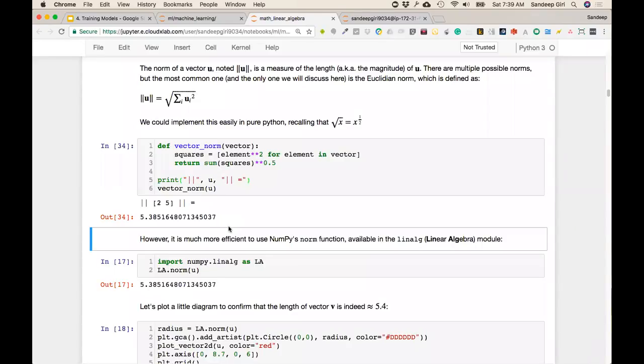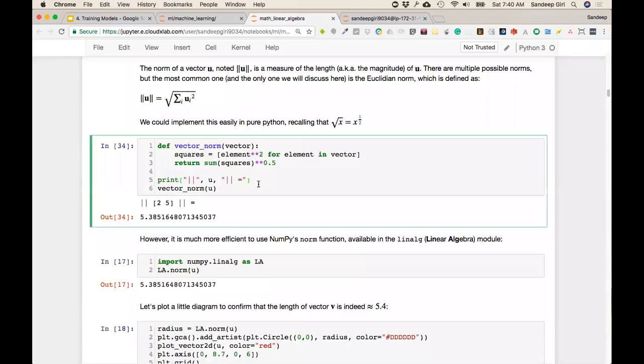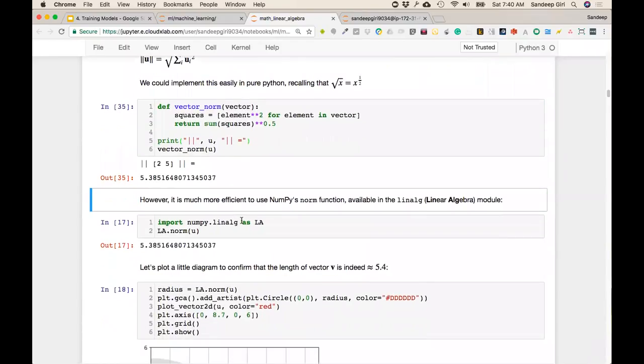A question from Gopi: is it better to use to the power 0.5 or np.sqrt? That is something I can check, and maybe we can test. But internally, it is going to use NumPy's power function, and NumPy's power function is probably the one that gets called by the square root as well. So square root is probably calling the same power function internally.